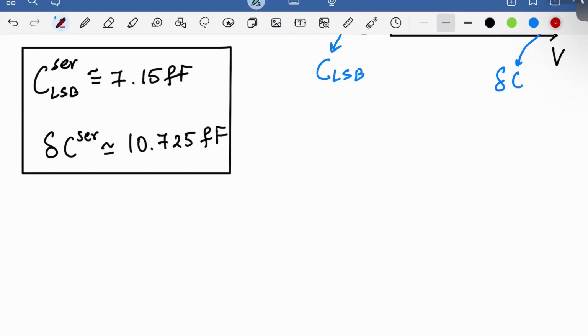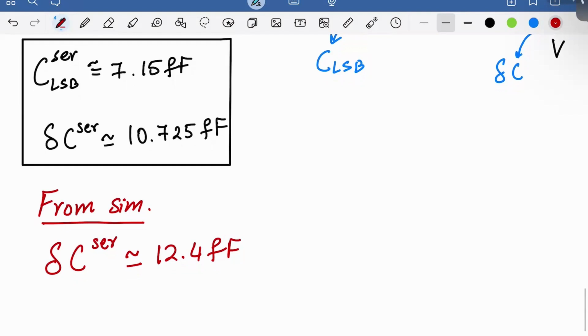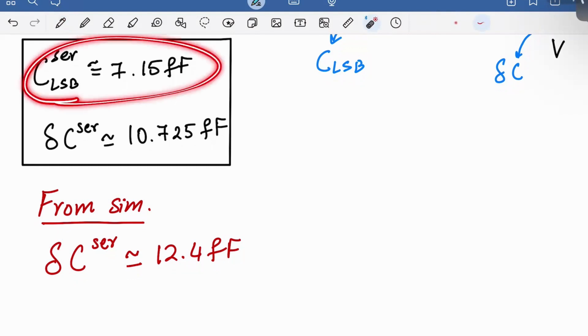Okay, so from simulation, we have delta C series combination was around 12.4 femtofarad, right? Okay, so that's actually good. We'll see later that we need to increase it maybe a little bit more. Although in calculation we saw that it needs to be only around 10.7. Because of other parasitics, we may need to increase it more, and we'll see that. All right. So the next thing to do is to discuss how to make the cap bank, right? Because we want to get this value now, the LSB value.